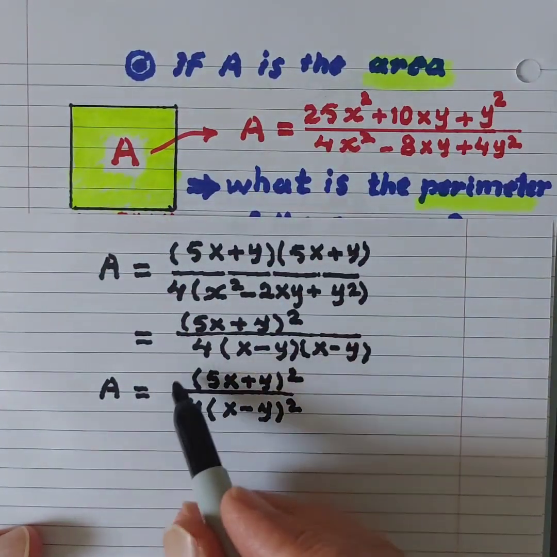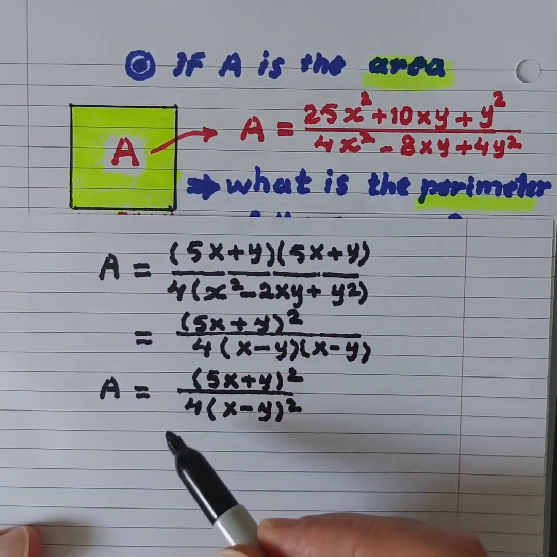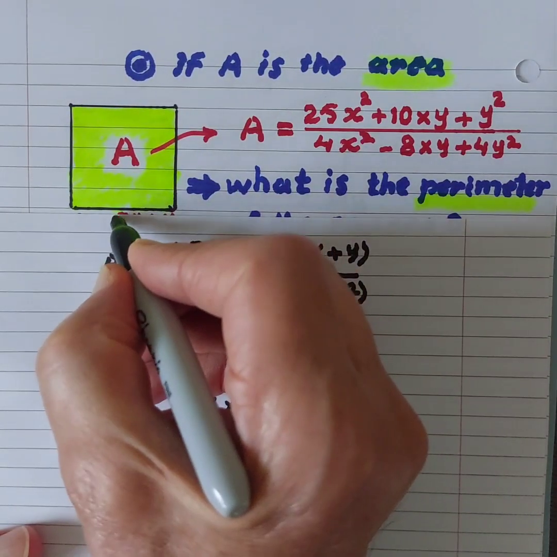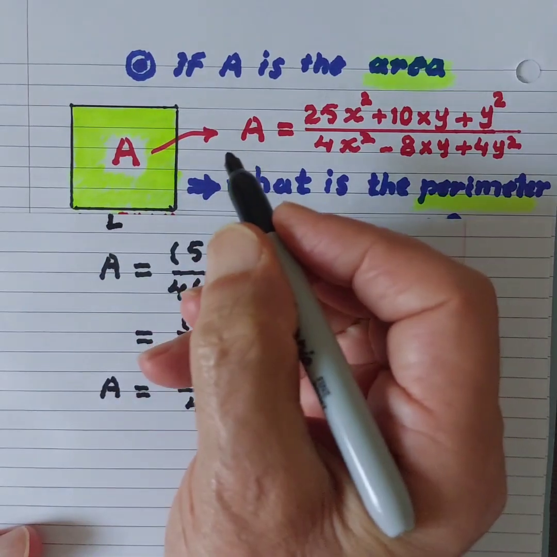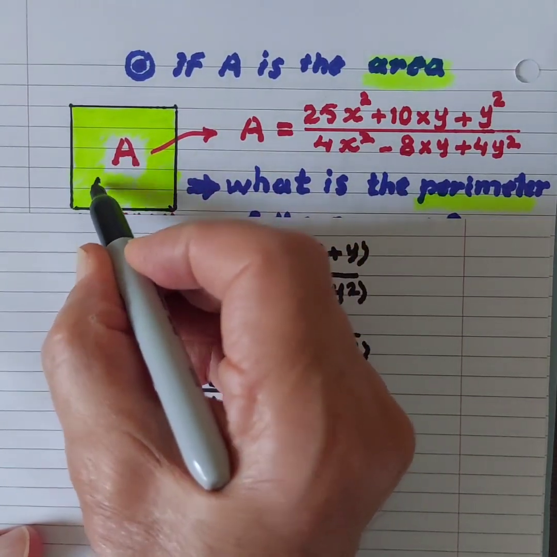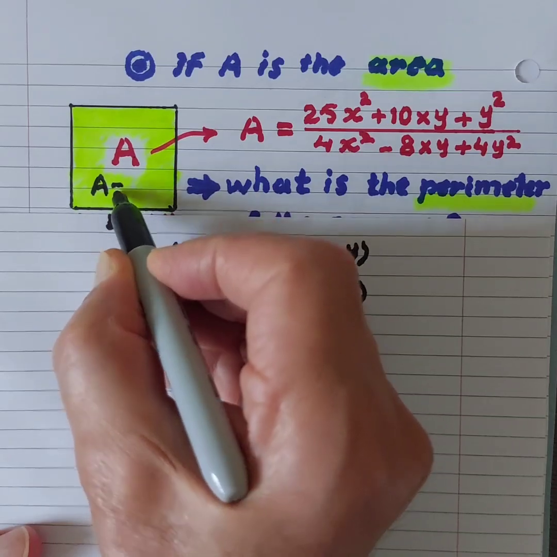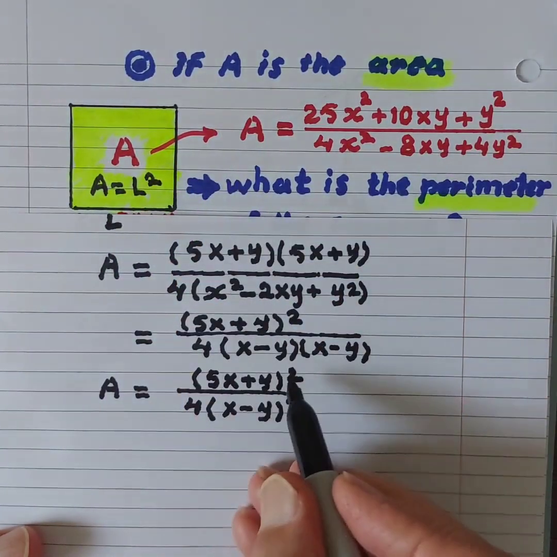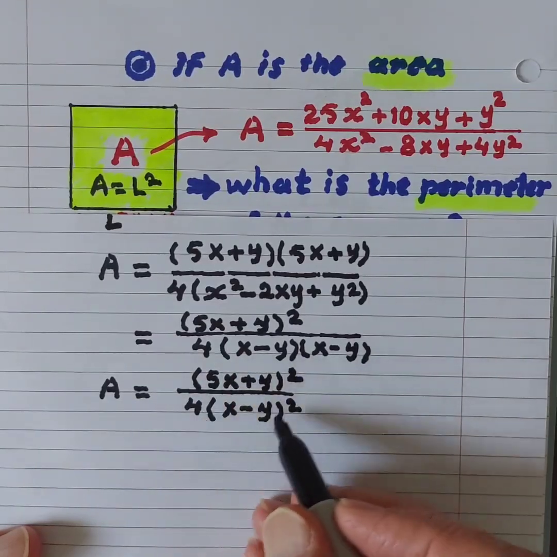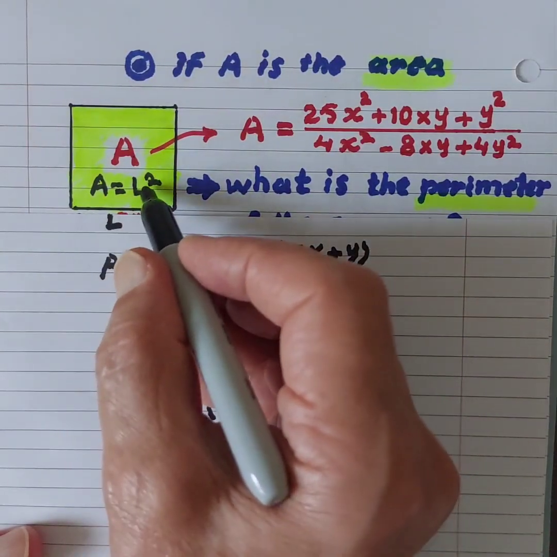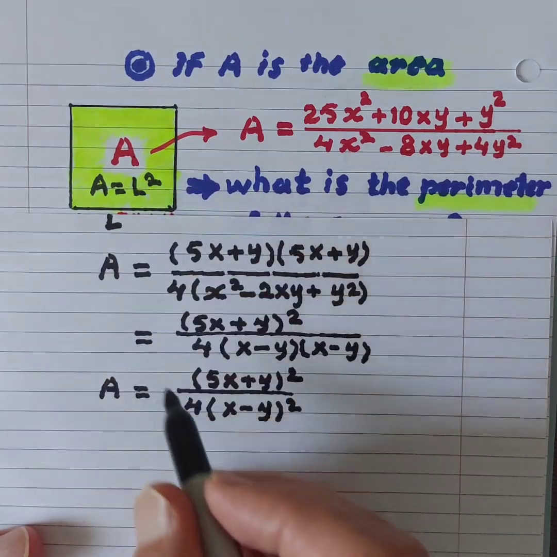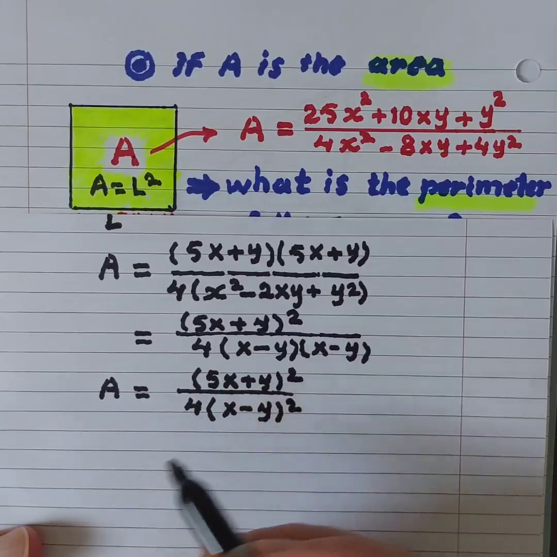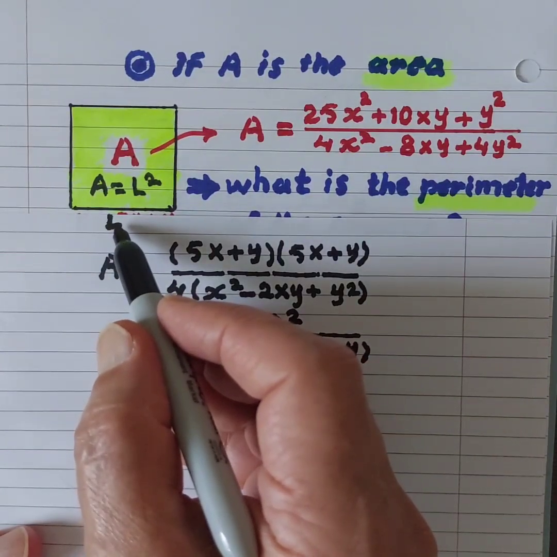Now, as this is the area, we can get the length of the side of the square by getting the square root of this area. Because if you consider the side as L, we know the area is L times L, that means L squared. So this is like L squared. We can get L by taking the square root of L squared. So by getting the square root of this form, the result will be the side L.